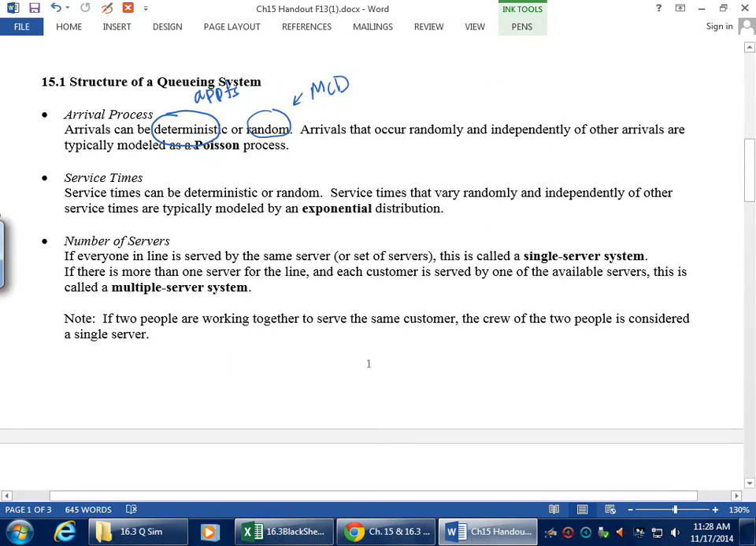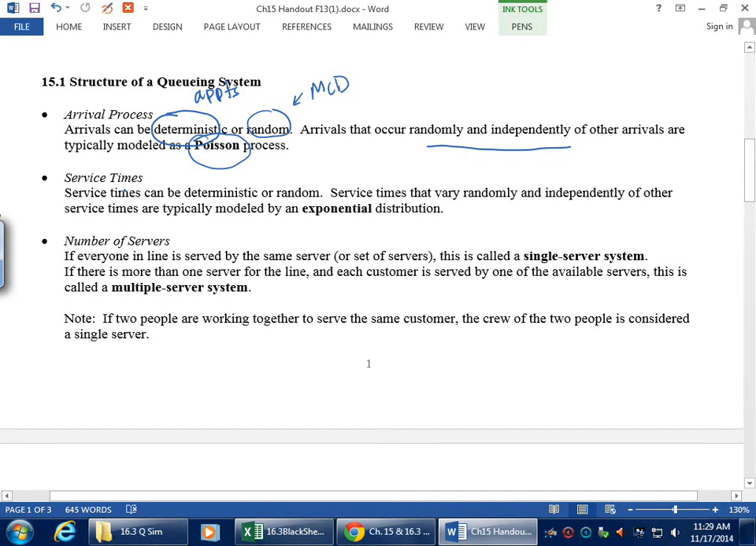Okay, and there's a term that we need to learn. Arrivals that occur randomly and independently of other arrivals. Independently means it doesn't matter when other customers arrived. When the next customer will arrive is totally independent from when the other customers already arrived. Each customer acts independently from other customers, and we call it a Poisson process. If you have a very random arrival process, then we can model it as a Poisson process. That's a term we need to know about.